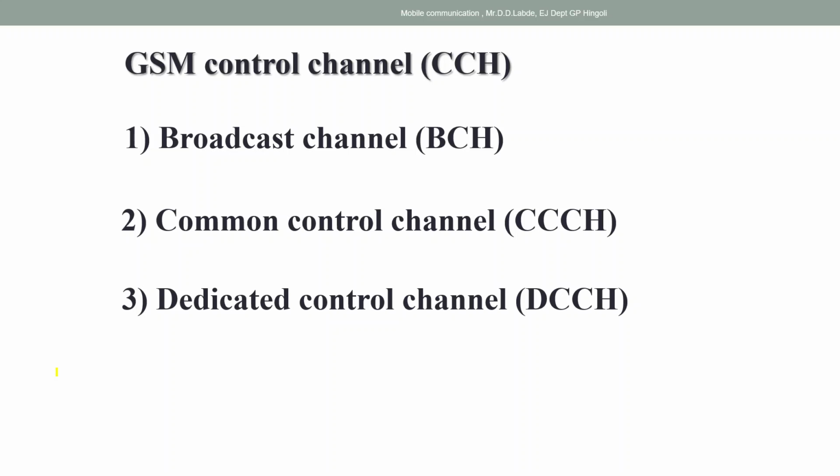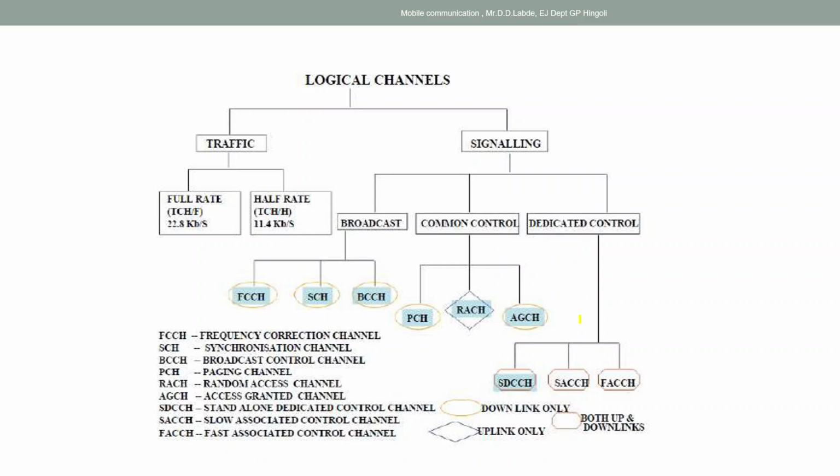Basically, there are three different types of control channels in GSM. First is the broadcast channel, which is represented as BCH. BCH stands for broadcast channel or broadcast control channel. Second one is the common control channel, CCCH. Third one is the dedicated control channel, which is represented by DCCH.